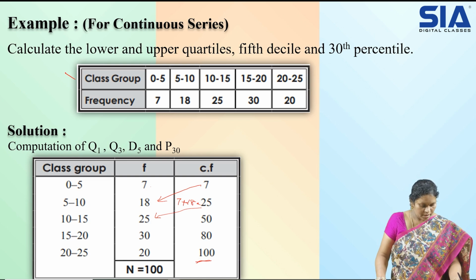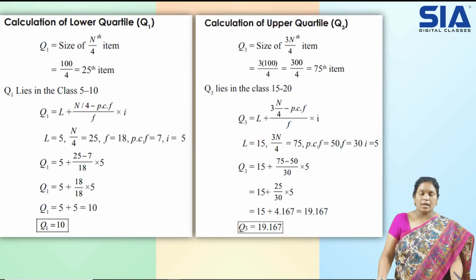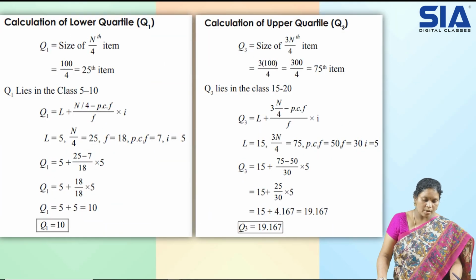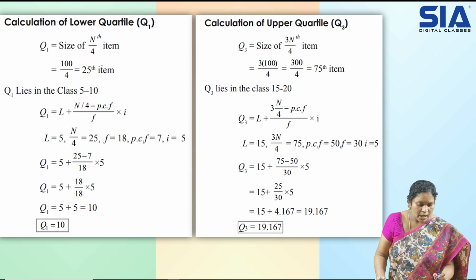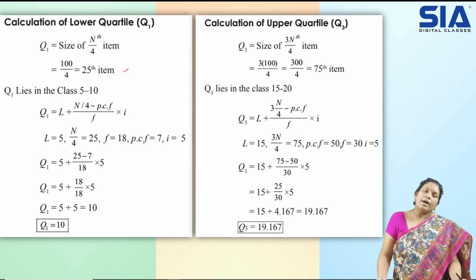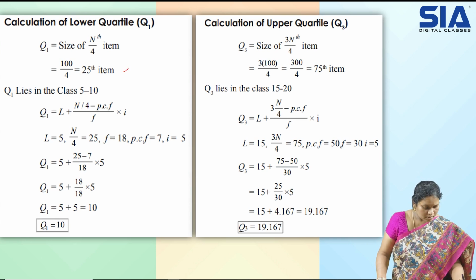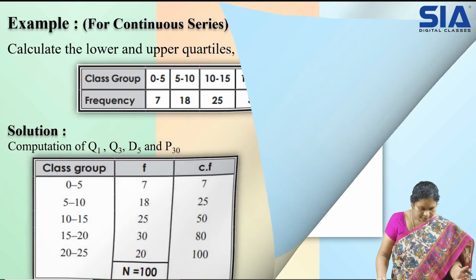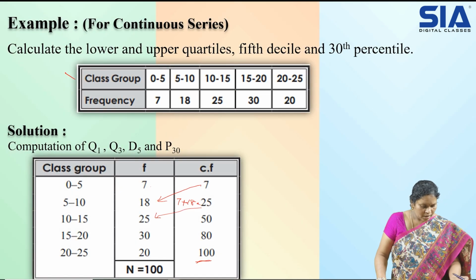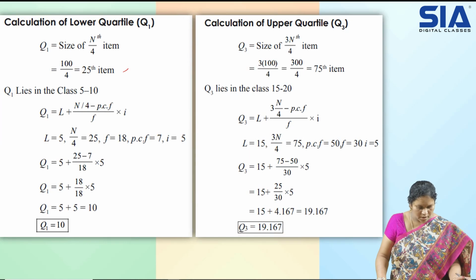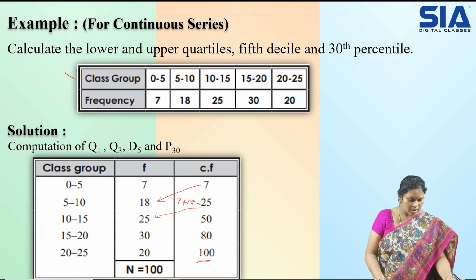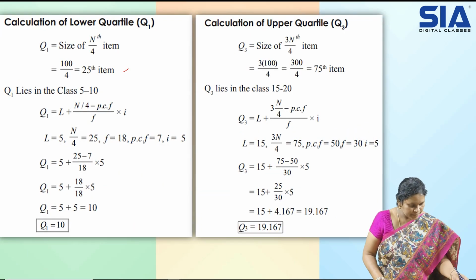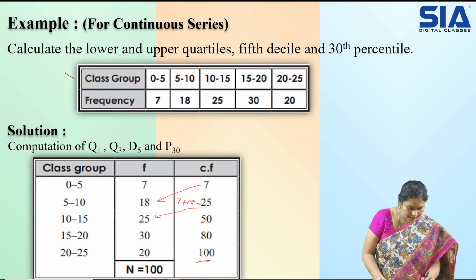So now let us check the next step, what to do for obtaining the quartiles. For Q1, we just discussed the formula to obtain the Q1 class: the N by 4th item you have to consider. N is 100, which we just obtained, divided by 4, so the 25th item. You have to check the 25th item in your cumulative frequencies. Q1 is the 25th item. Check whether the exact value is there in your cumulative frequencies. So 25 exactly we have.